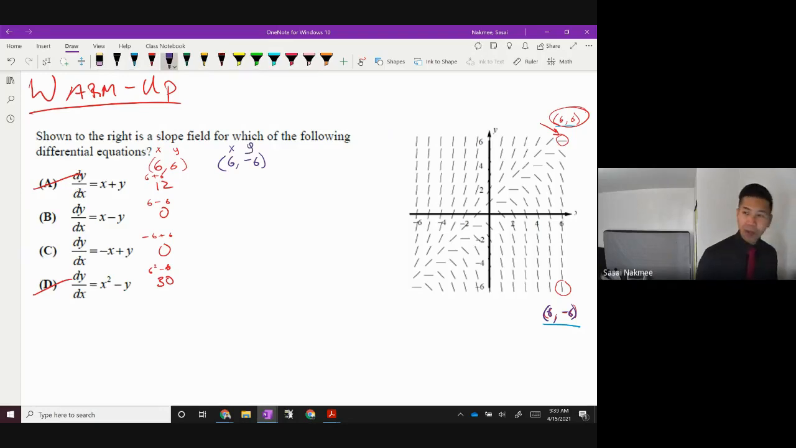I'm going to go ahead and plug in these x's and y's into our equations. I don't need to do it for all of them, right? But I'm just going to practice it just to show you guys. Right here, this will be 6 plus a negative 6. That's going to give me a slope of 0 at that point, which clearly double checks for me that A does not work.